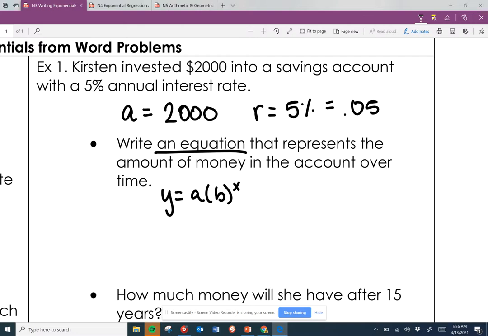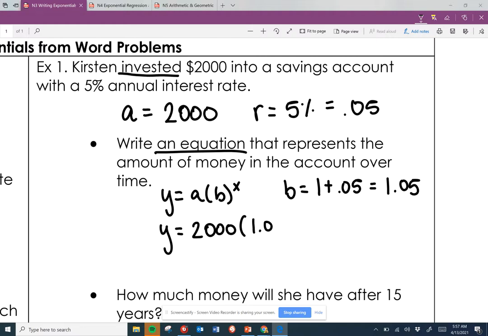Okay, now remember, in order to find the b, we add or subtract 1 to the rate that they gave us. And it depends on if it's growing or if it's shrinking. Well, we know invested means that it is growing. So what we're going to do to find our b value is 1 plus 0.05, which gives us 1.05. So y equals 2,000 times 1.05 to the power of x.